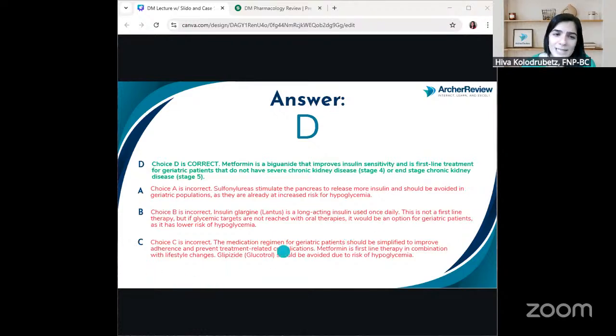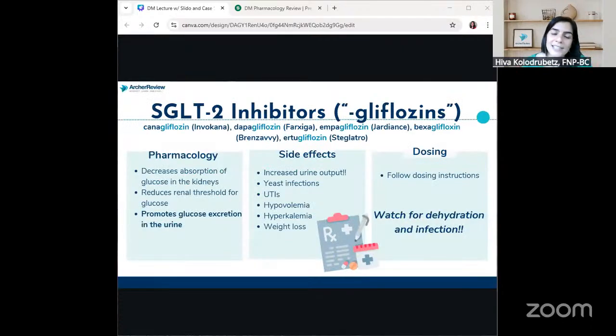And then, of course, C, we all know best practice. You're not going to start a patient on a combination therapy like a glipizide metformin. Again, that glipizide is a big no-no with our geriatric population with that risk of hypoglycemia, and you would not be starting on a combination therapy as your first line. Awesome job, you guys.